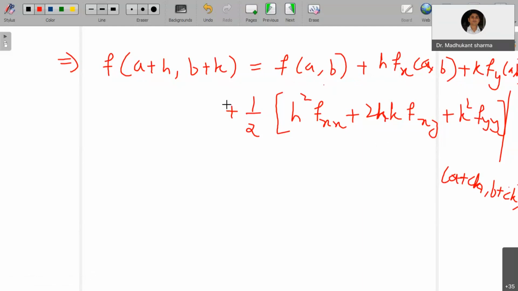Here we have assumed that f is differentiable 2 times. If you assume it's differentiable 3 times, you can add one more term, so you will get this term, additionally another term, so that also we will try to mention.